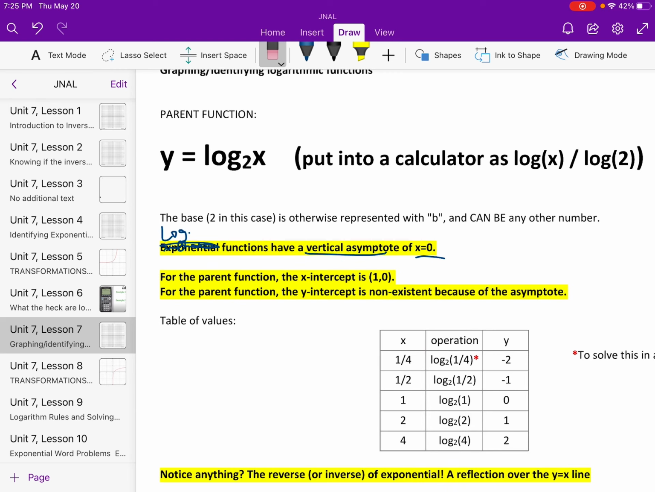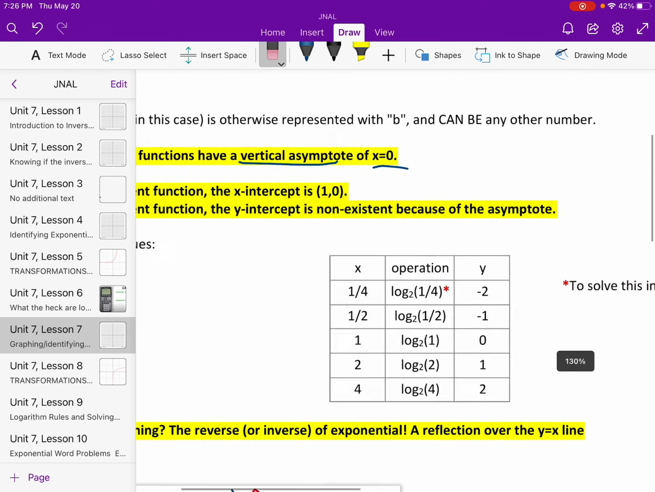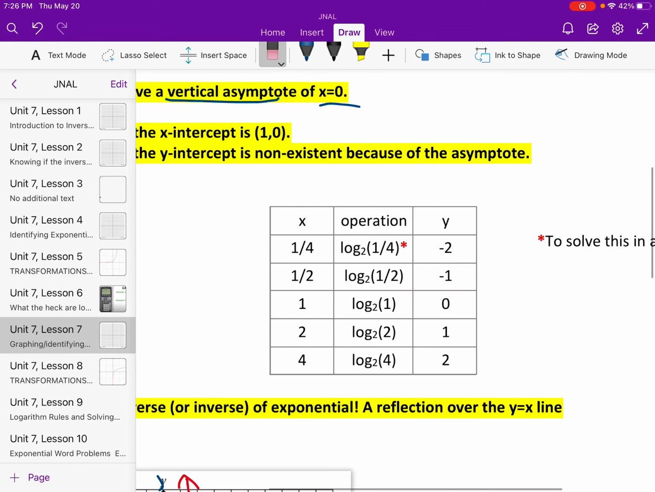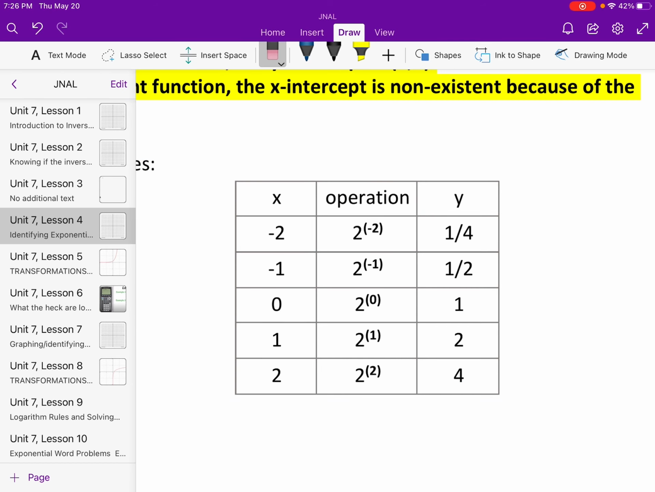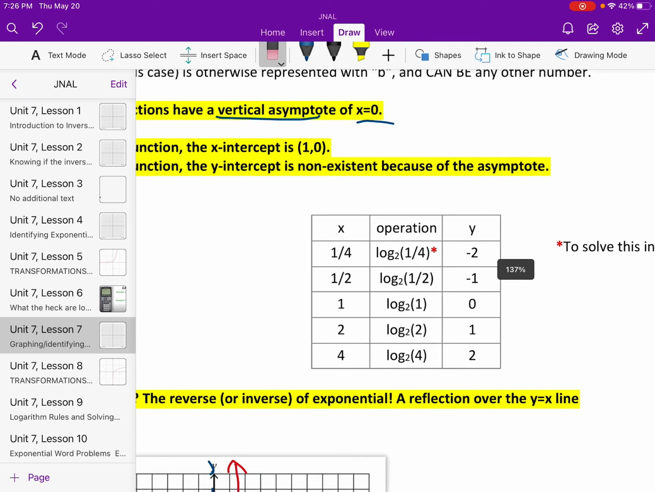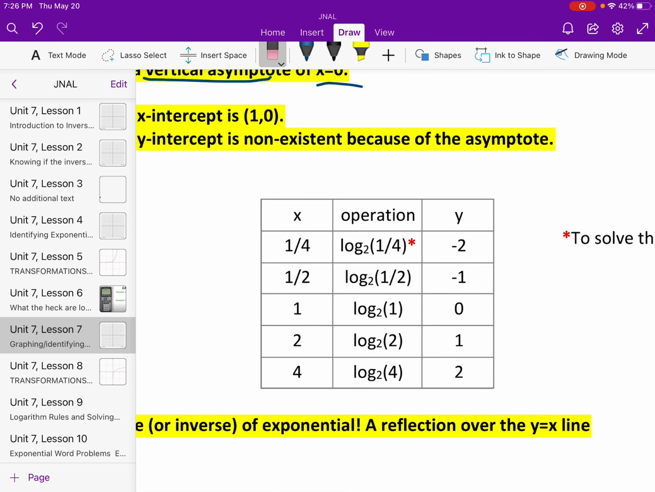Remember, for the parent function of exponential functions, we always had a y-intercept of (0, 1). But instead, we have an x-intercept of (1, 0). And there is no y-intercept because of the asymptote. Just like how there is no x-intercept for exponential functions. So you can see how that is. Then we have a table of values. Look at this table of values, and you can see that they are complete opposites of each other, that we have the x and y values switched. The operation, though, instead, we do the logarithm with a base of 2 to that.